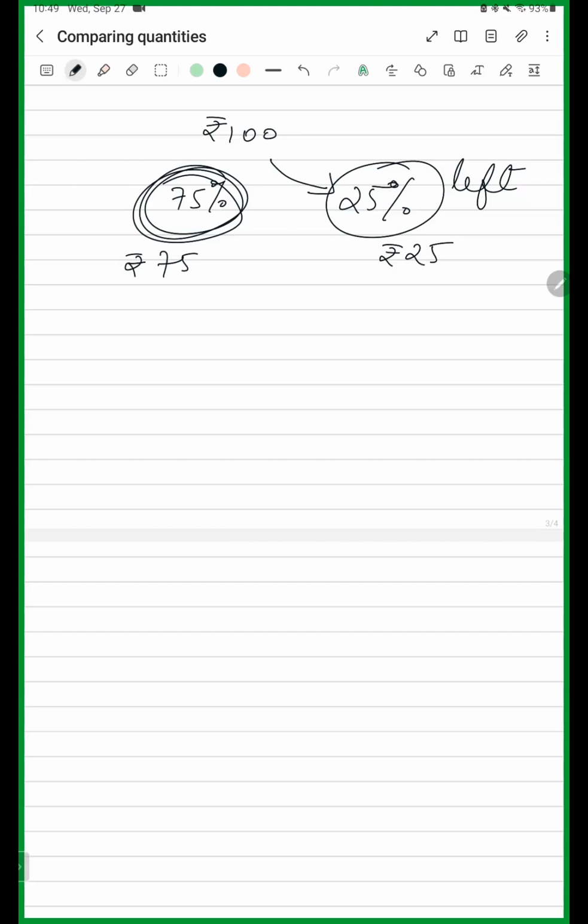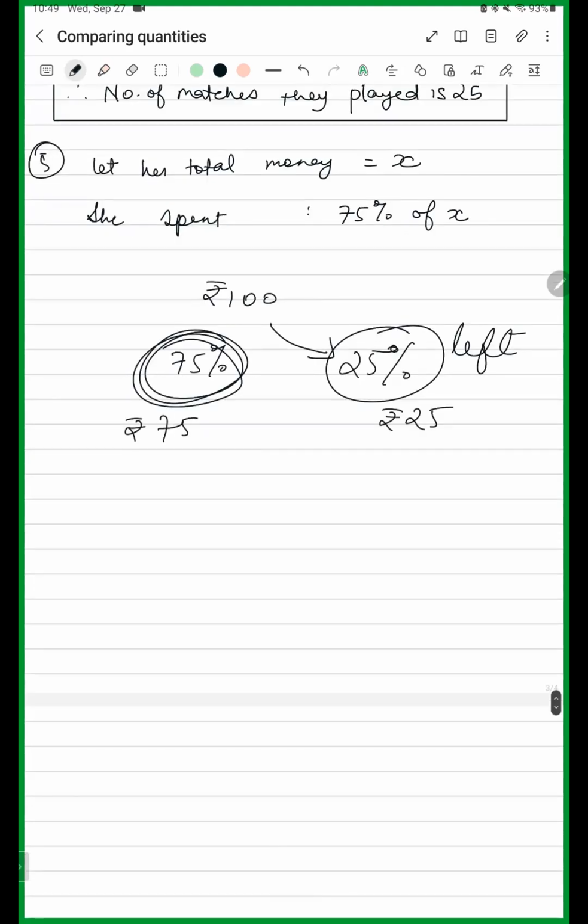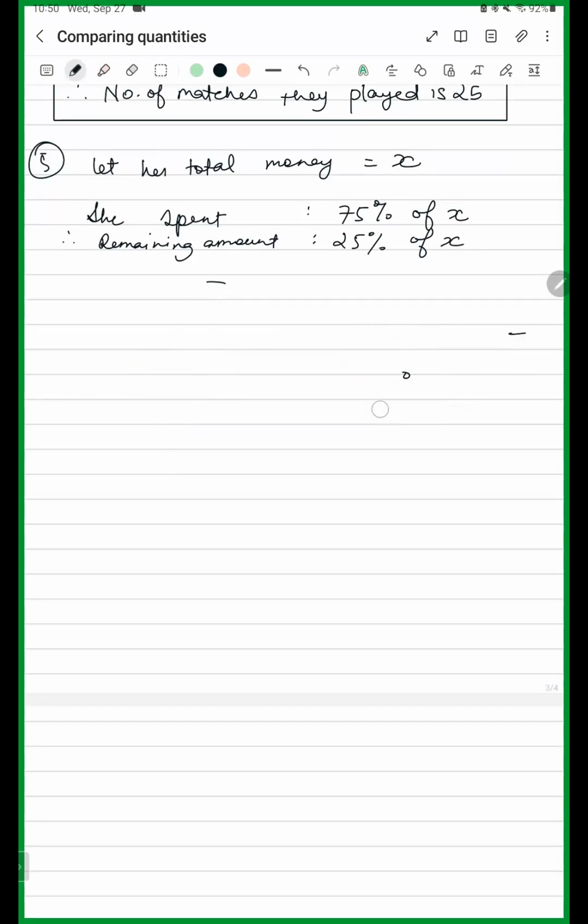So we will say she spent this much of X. Therefore, the remaining amount is 25% of X. Getting it? 25% of X is remaining because she spent 75%. But why are we finding the remaining percentage? We have to find the total amount of money she had.